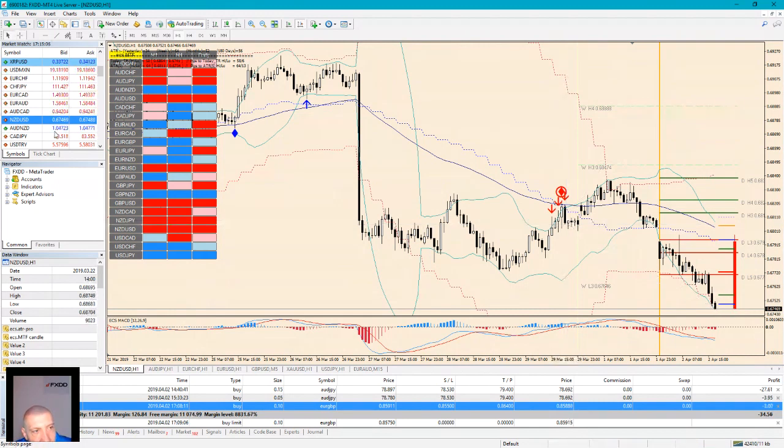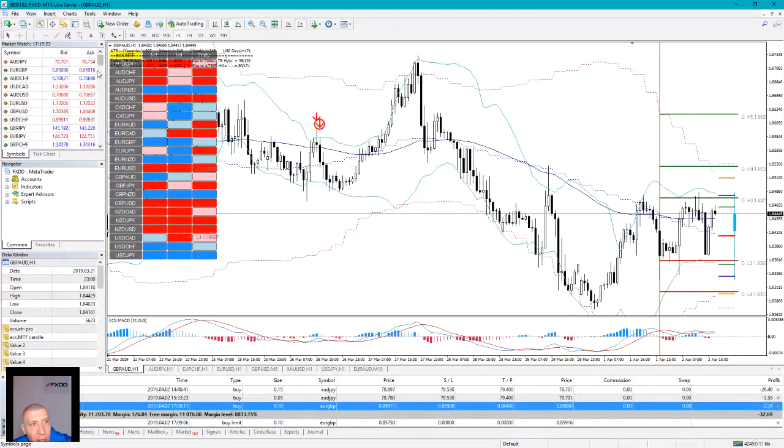Now we don't have anything. The Australian dollar, New Zealand, nothing. CAD yen, nothing. GBP, Australian dollar, yeah, no signal. So guys, this is it basically. I don't see anything else except for the Australian dollar yen and the Euro GBP.